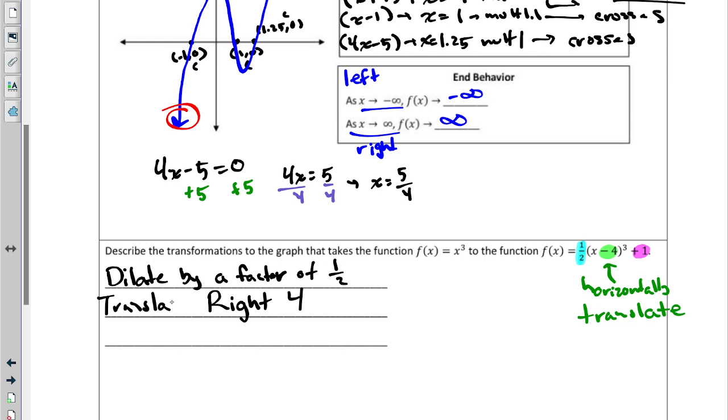Say translate right 4. There we go. Horizontally translate. That's going to move me left or right. Last but not least, we have this +1. This thing shifts me up or down, kind of like in the very first problem. This one's going to move me up 1. So I'm going to say translate.